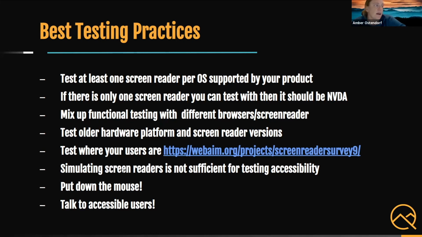And then simulating screen readers is not going to be sufficient for testing accessibility. You want to actually test with a screen reader and go through the experience like you would as an accessible user. And put down the mouse. Like, it has to be keyboard only. You have to get proficient enough to be able to navigate around with just the keyboard.